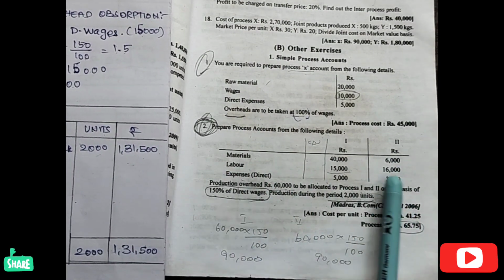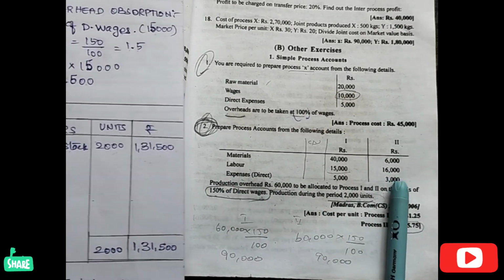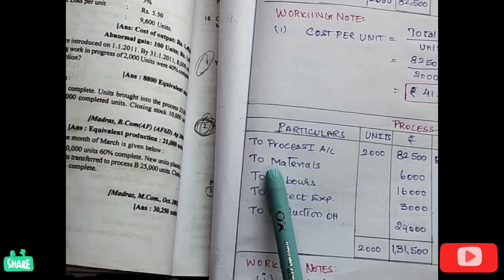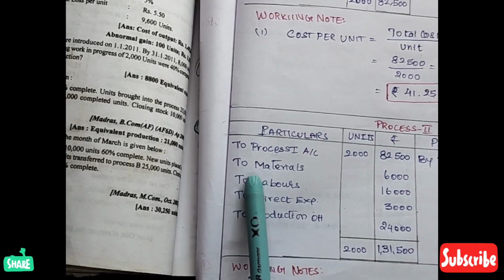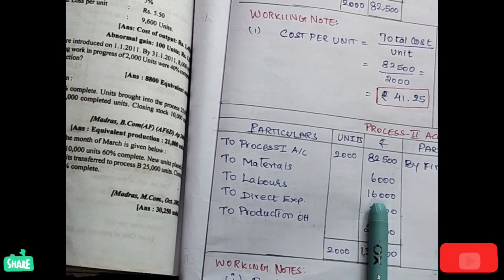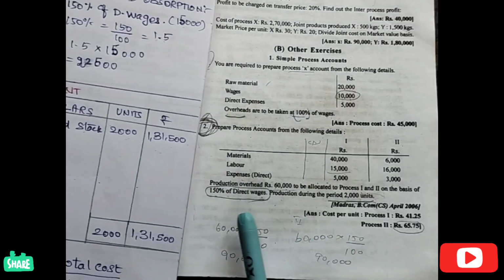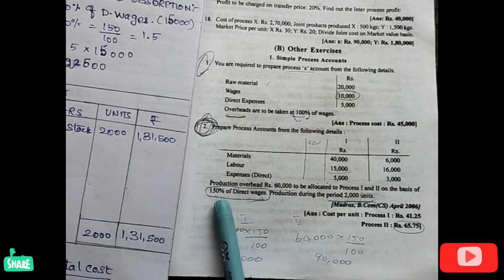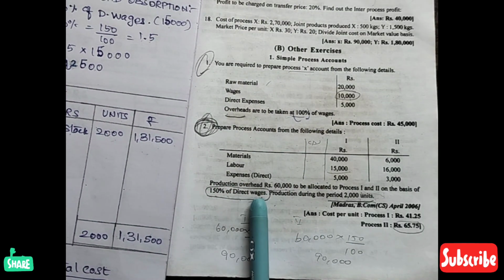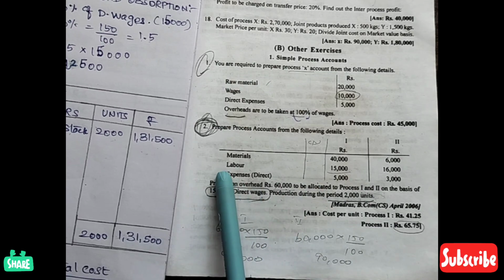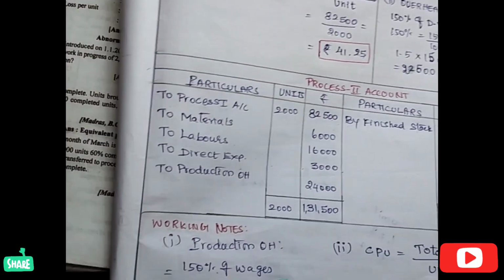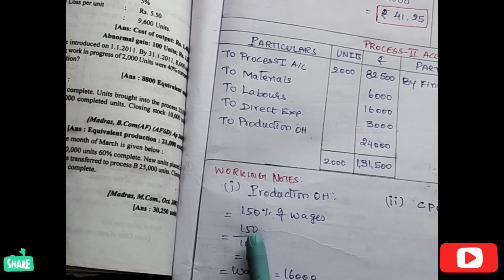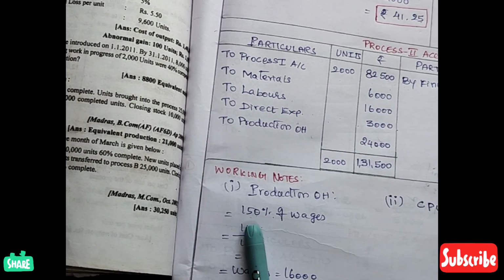Material 6,000, labor 16,000, direct expenses 3,000 rupees entered on the debit side. Okay, so after entering all the items, finally what do we have to do? The production overhead is 150% of direct wages. So what are the direct wages in process 2? 16,000 rupees. So we have to calculate 150% of 16,000 rupees as production overhead.